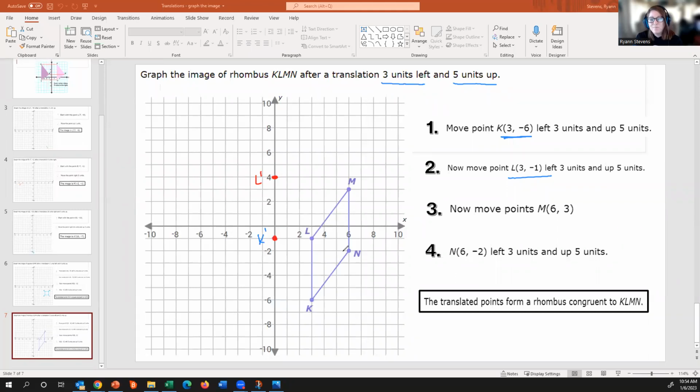And then we have point M, which is at 6, 3. So I'm going to go over again 3 units to the left, 1, 2, 3, and then 5 units up, 1, 2, 3, 4, 5. This is M. And then the last one here is point N, which is at 6, -2. Again, we're going to go 3 places to the left, 1, 2, 3, and from there we're going up 1, 2, 3, 4, and then 5, which is N.